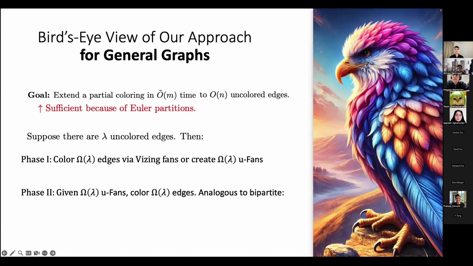So in the first phase, we want to either A, extend the coloring to a constant fraction of these uncolored edges using Vizing fans somehow in near linear time, or if this isn't possible, we want to create lambda U fans out of these uncolored edges. We want to move these uncolored edges around the graph and put them into U fans. And then in the second phase, given that we've created a bunch of U fans, we want to extend the coloring to a constant fraction of the edges contained within the U fans.